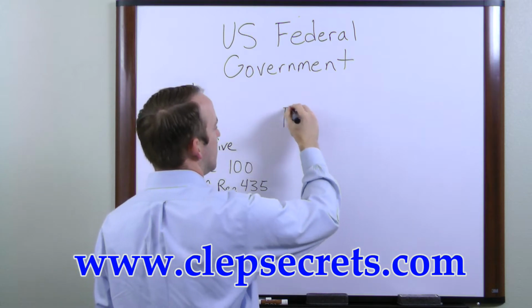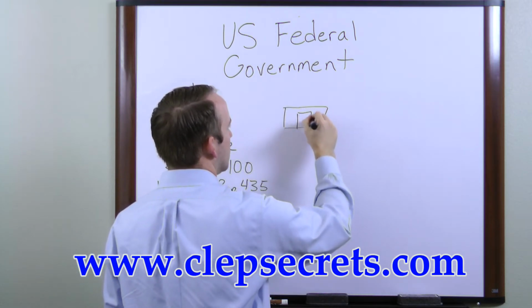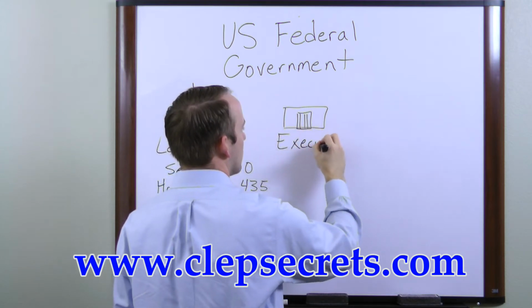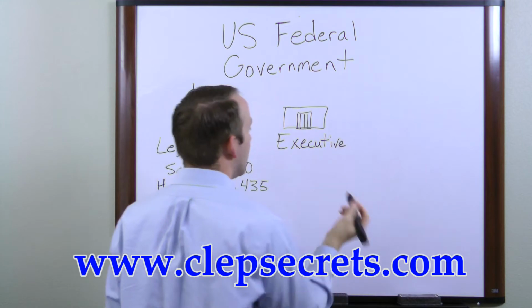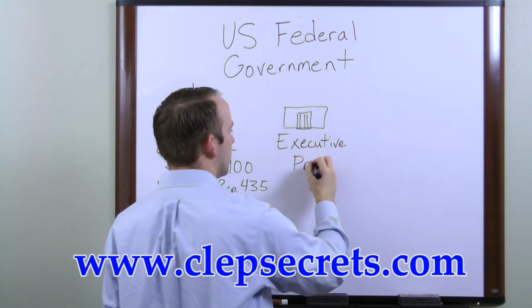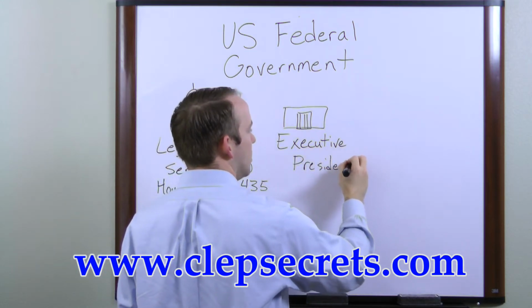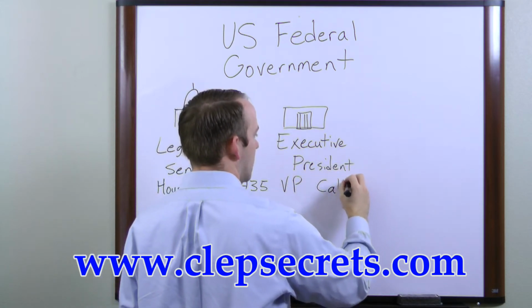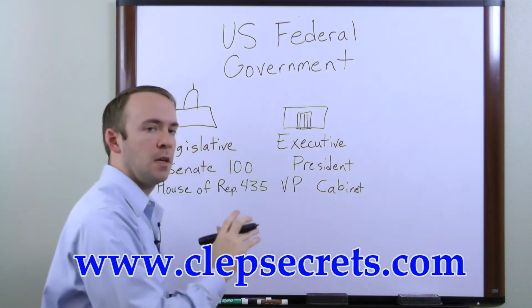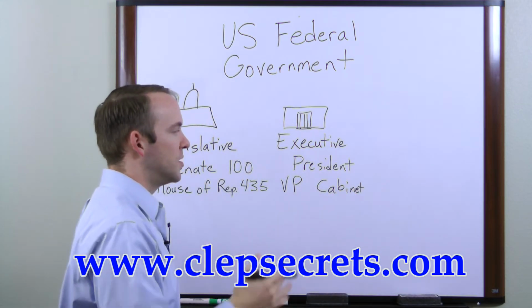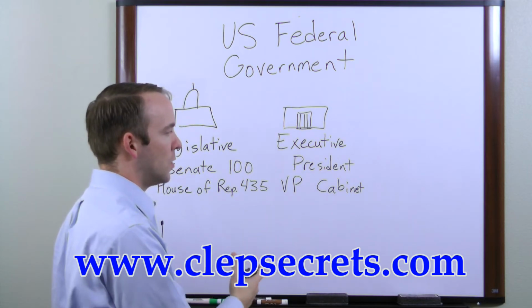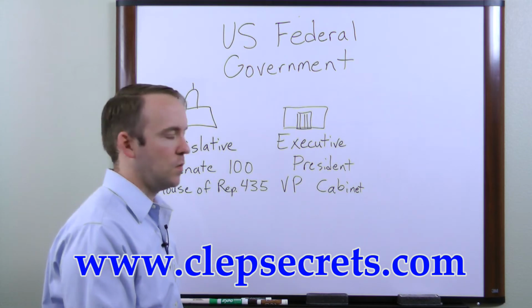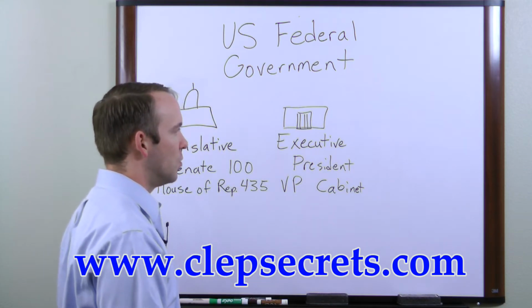The second branch is the White House, and this is the White House, and it's the executive branch. The executive branch includes the president, and you would have the vice president and the cabinet. There are 15 different cabinet positions ranging from the Secretary of State, which is the oldest, most prestigious of the cabinet offices, and all the way to the Department of Homeland Security, which is a more recent creation.